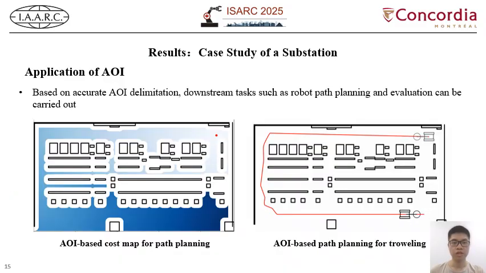Based on accurate AOI delimitation, downstream tasks such as robot path planning and evaluation can be carried out, like developing AOI-based cost maps and path planning for troweling.